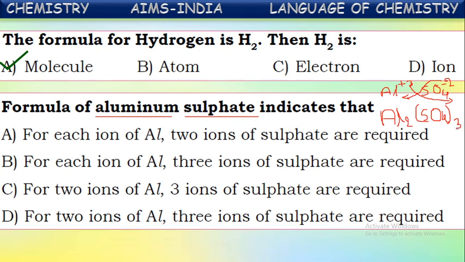So this is the formula of aluminium sulfate. Now see the options. If you observe the formula once again, there are 2 ions of aluminium and 3 ions of sulfate. Which is the correct answer now? Yes, here: 2 aluminium ions and 3 sulfate ions are required for the formation of one molecule of aluminium sulfate.